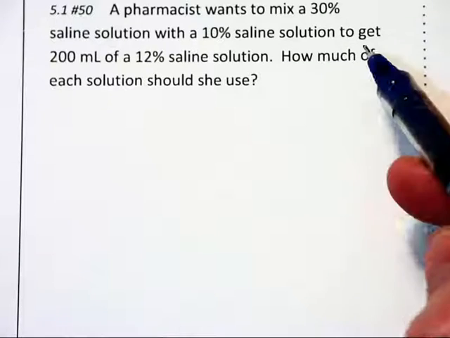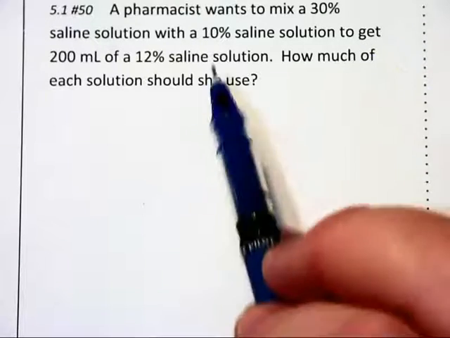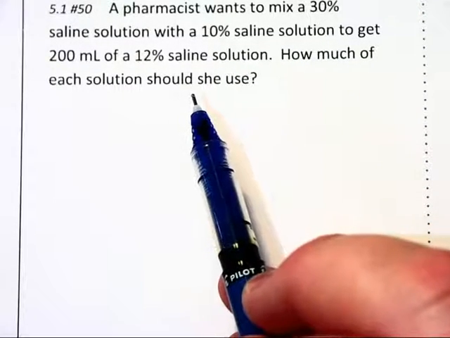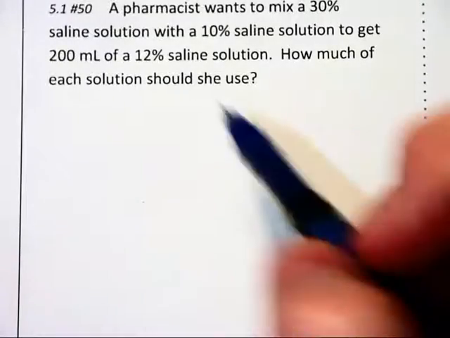A pharmacist wants to mix 30% saline solution with a 10% saline solution to get 200 milliliters of a 12% saline solution. How much of each should be used?